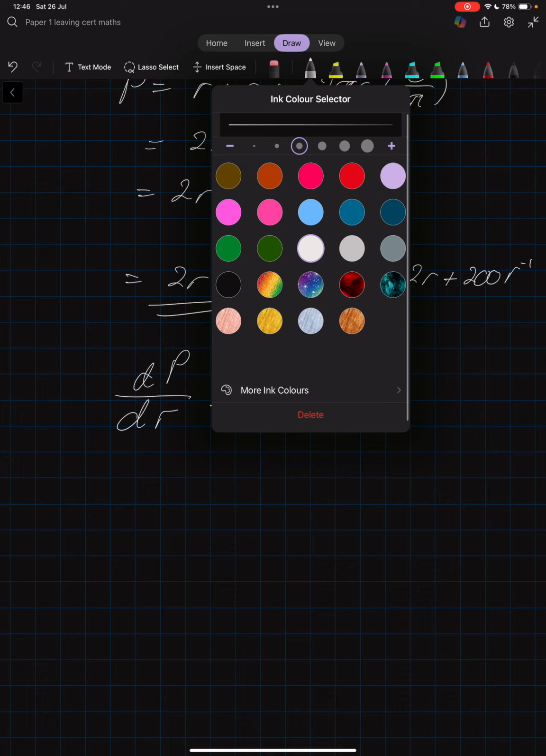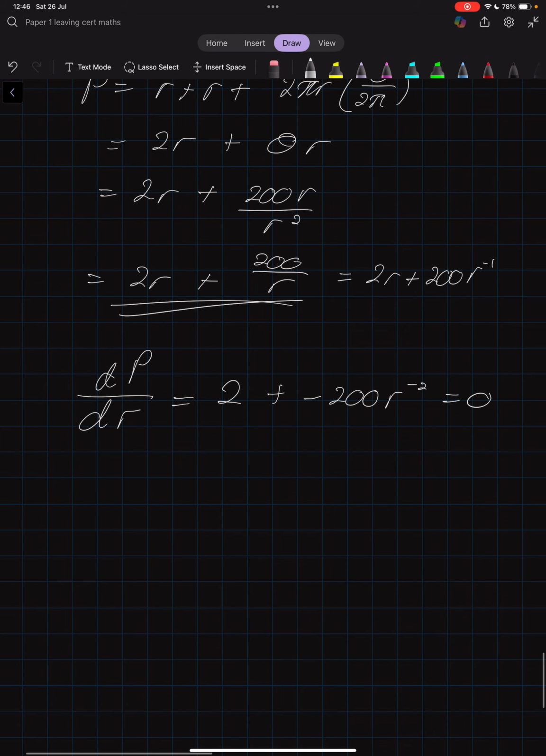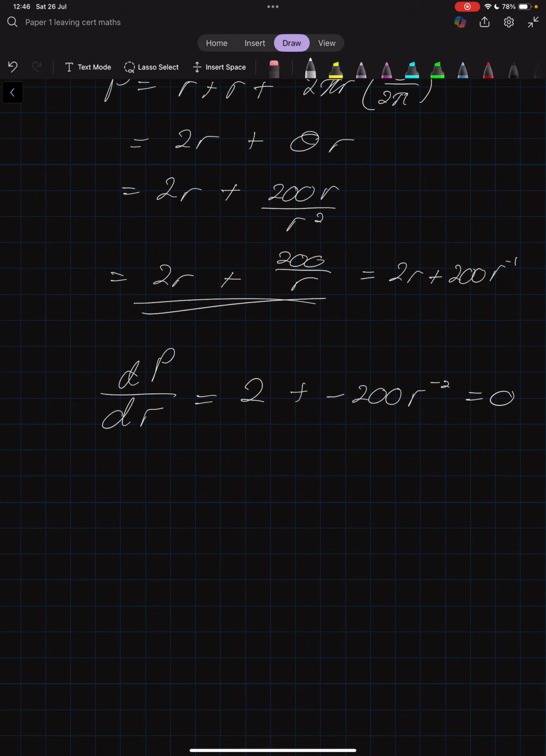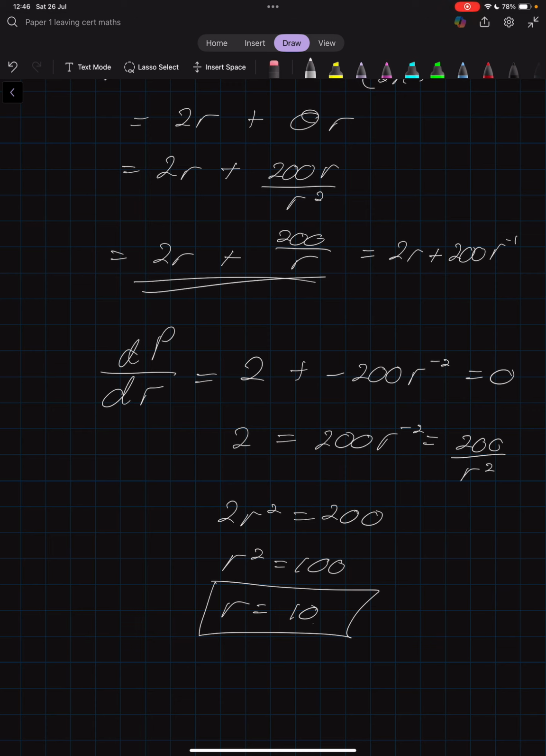It's going to be minus r to the minus 2. And remember, I want this to be equal to 0. So I want 2 to equal 200 r to the minus 2, which is just 200 over r squared. So I can cross multiply and say 2r squared equals 200, r squared equals 100, and therefore r has to equal 10 if you just take square roots on both sides. So it's r equals 10 centimeters would be the answer.